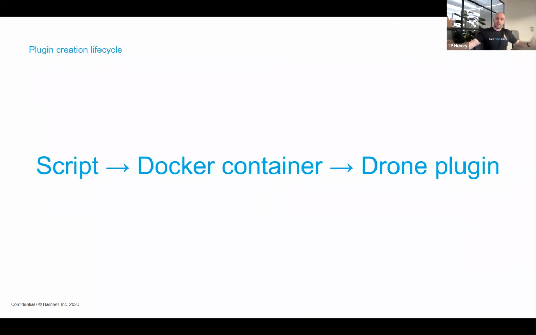So this is going to be our story. How do we create a plugin? The first part we're going to do is create a script. Then we're going to wrap that script into a Docker image. And then finally, we're going to put that image into our drone pipeline. And in reality, all a plugin is, is a Docker container.